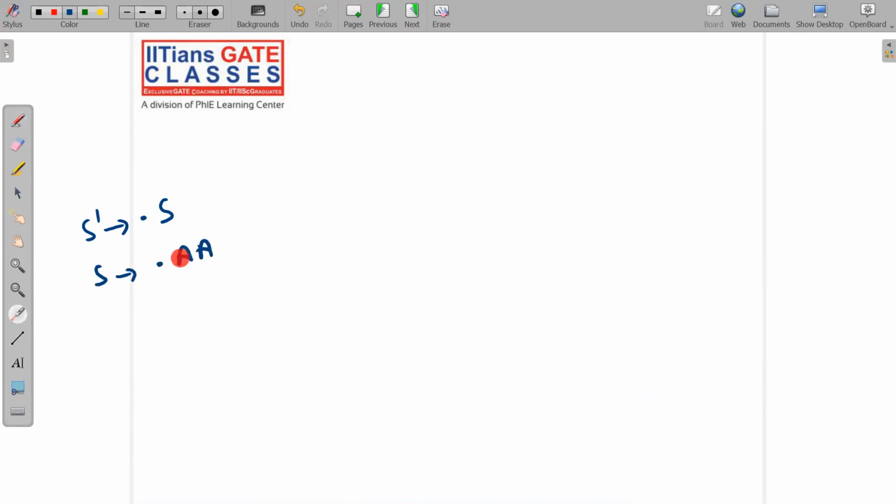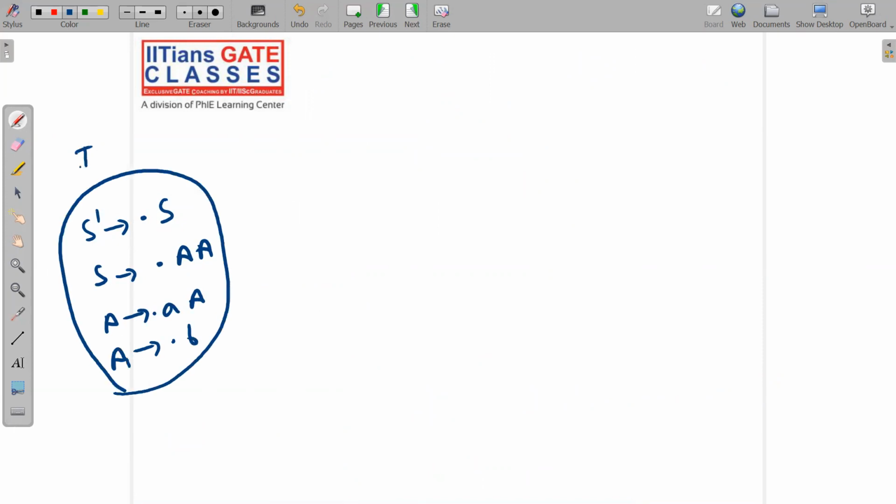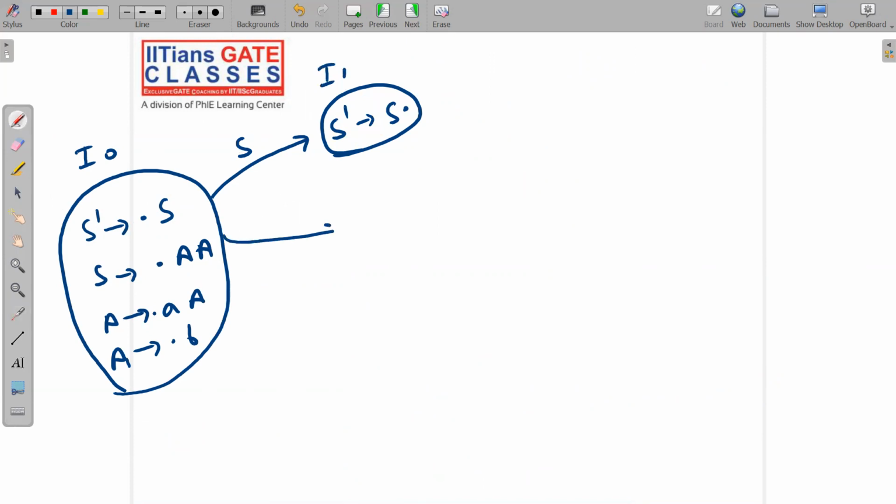Now dot is present in the beginning of A, so I will add all the A productions: A implies dot aA, A implies dot b. This will be our first state, let us label it as I0. Now what can we read? We can read capital S, capital A, small a, small b. On reading capital S, we go to S dash implies S dot. I have repeated many times, this is not the final item, this is the augmented production. I will label it as I1.